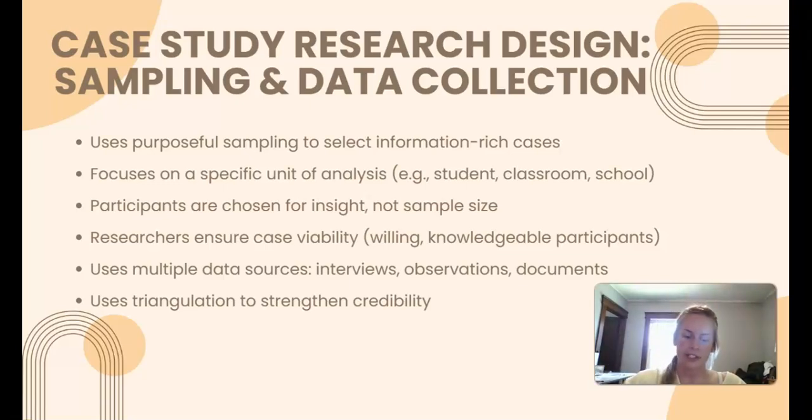So case study researchers use multiple types of data collection methods, such as interviews, observations, documents, and sometimes visual materials. Using more than one source helps create a more complete picture of the case. And then a key idea in case study research is triangulation. This means combining multiple data sources to confirm findings and increase credibility and accuracy of the results.